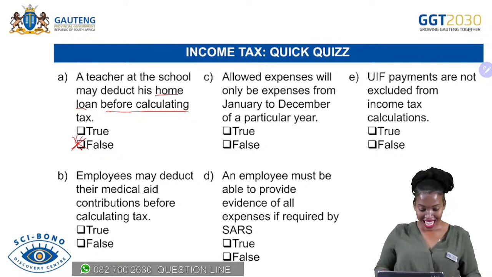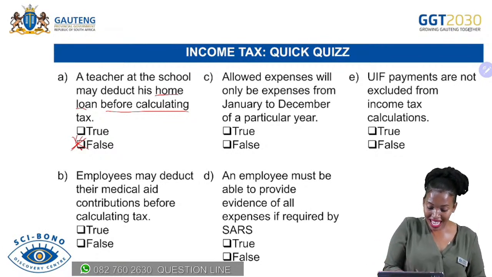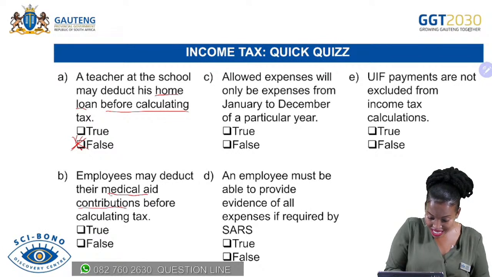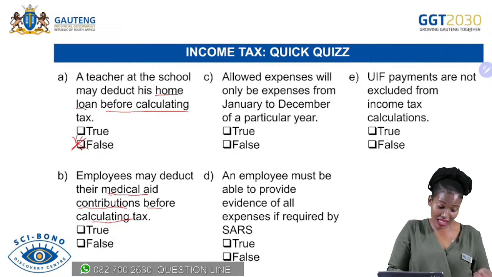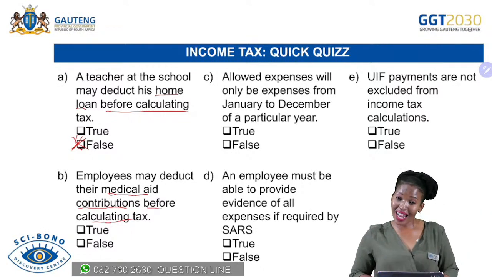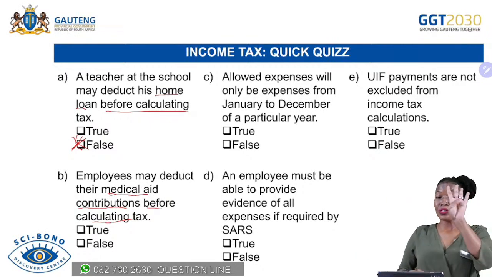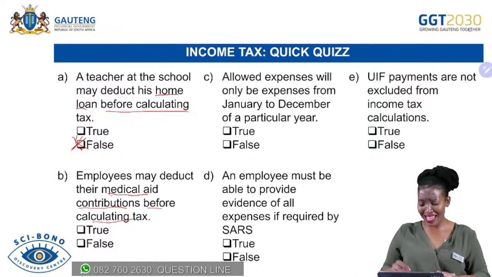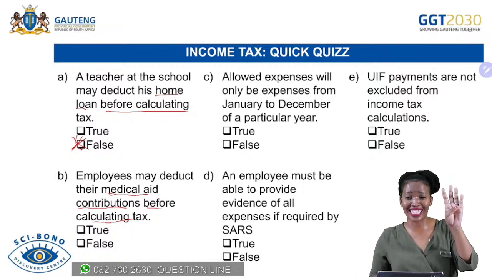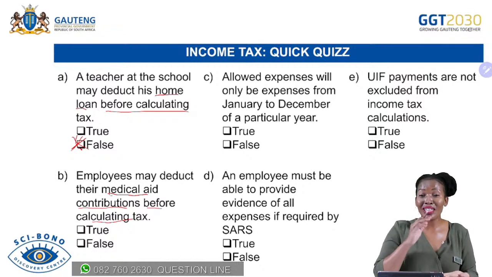And then B, employees may deduct. Remember, guys, to deduct is to take out. Employees may deduct their medical aid contributions before calculating tax. No ways. Before we calculate tax, the only values we are going to deduct are those for what? Those four non-taxable deductions. Those are the only four items that we are going to subtract before we calculate tax.